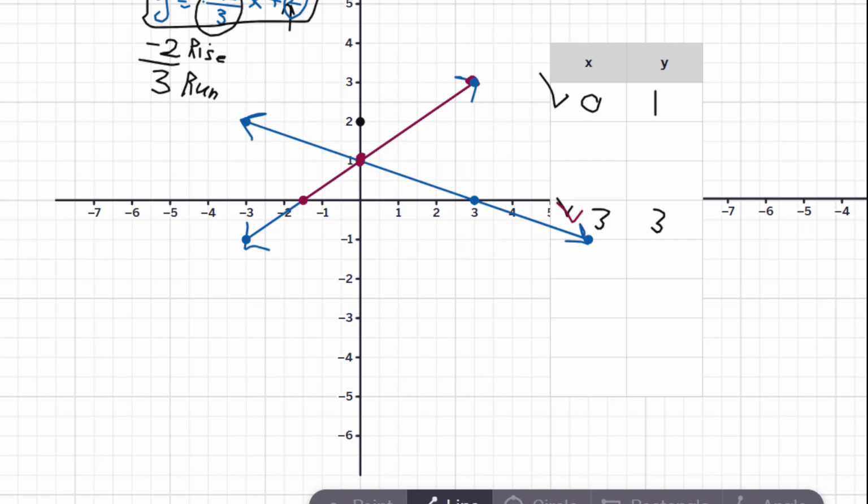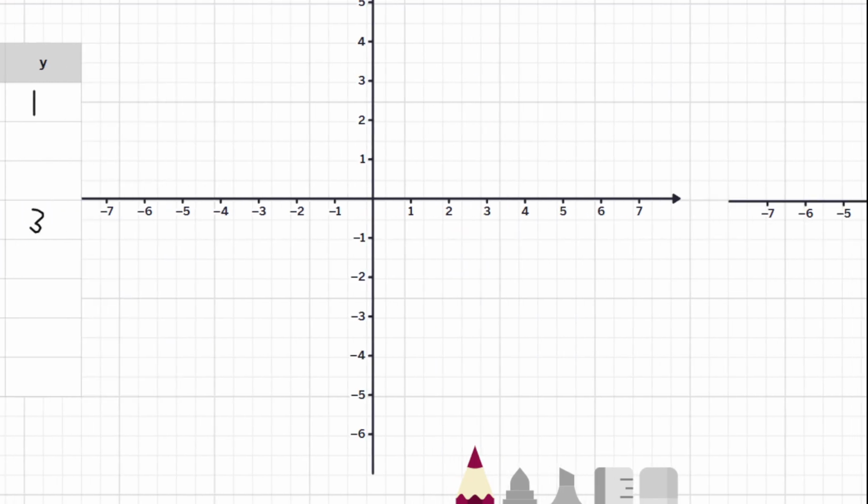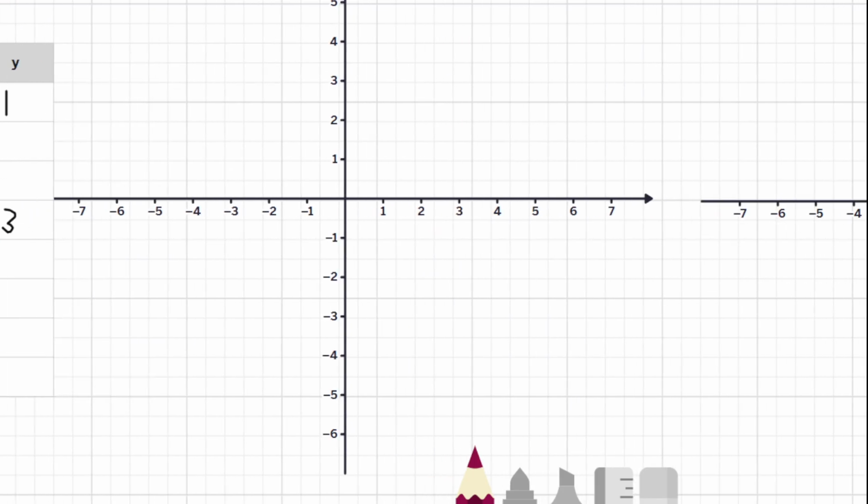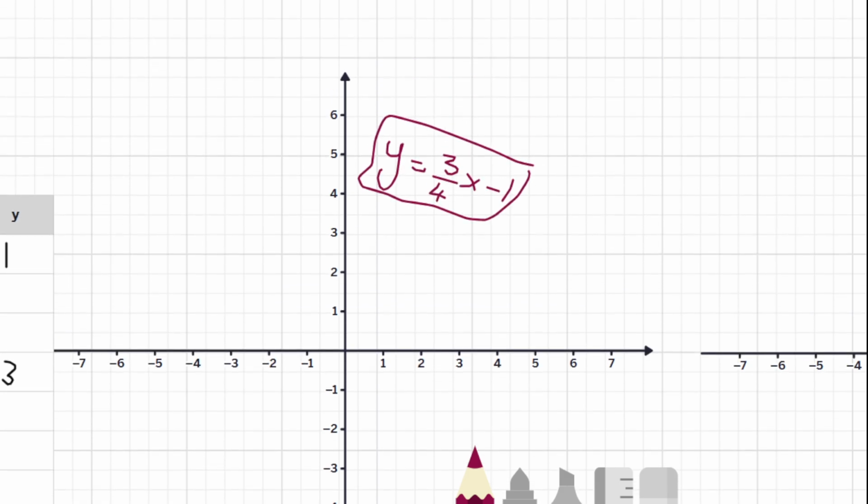Now, if you fully understand this, why don't you try to graph this one here? Let me just move this. Why don't you graph y equals 3 over 4x minus 1. Try this now. So y equals 3 over 4x minus 1.